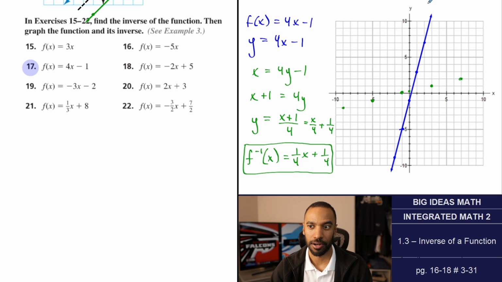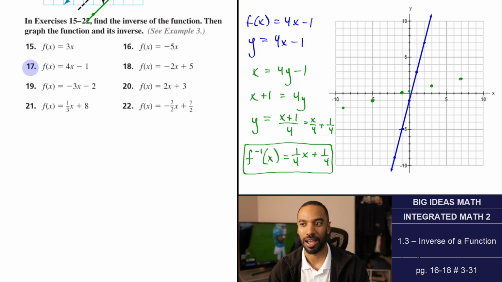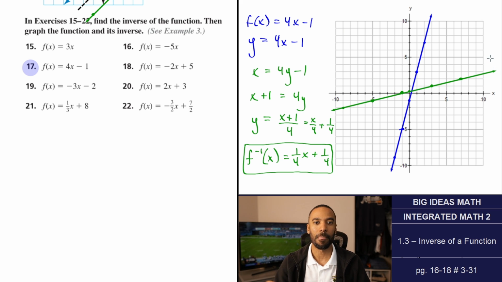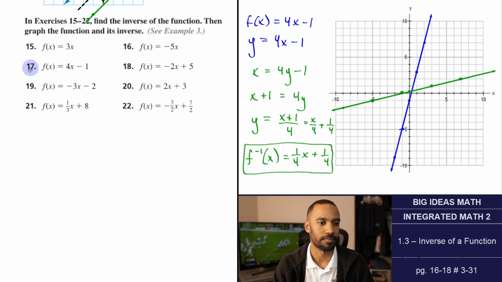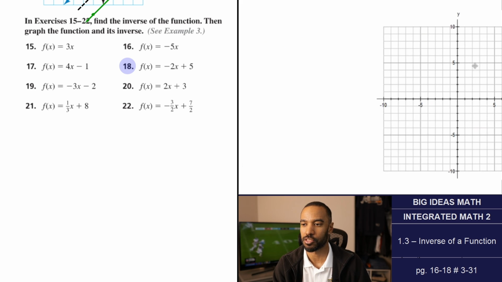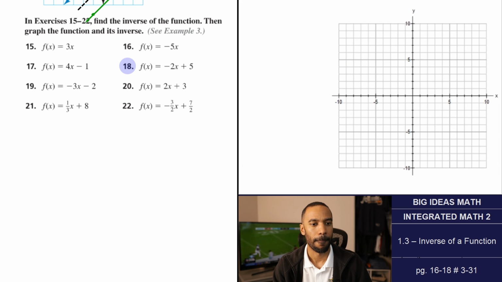So they don't tell you how to do it. I don't need to be told how to graph. And that's the cool part about it. It's not just that there are other ways to do it, but you learn about it by manipulating in different ways. Okay, number 18, and it looks like we'll have more of those fraction things along the way that I can take advantage of the same way. So f of x equals negative 2x plus 5.